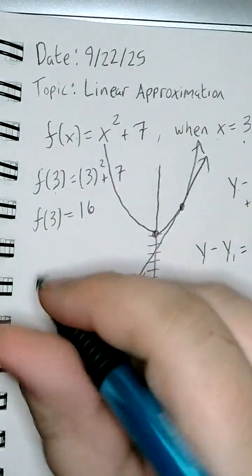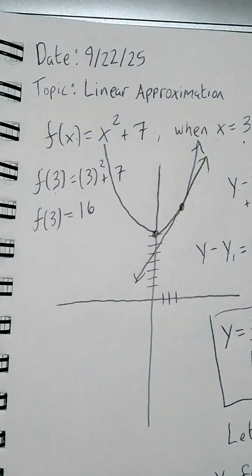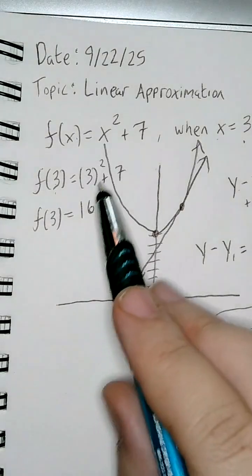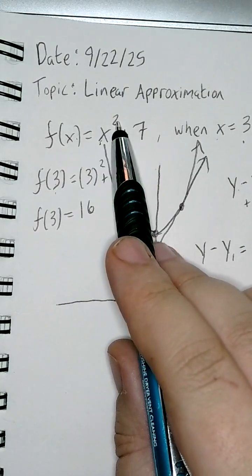Now, let's find the derivative of this. So remember, I'm going to need to use the power rule for this one. And what does the power rule say? Well, the power rule says that if I have a variable raised to a power.